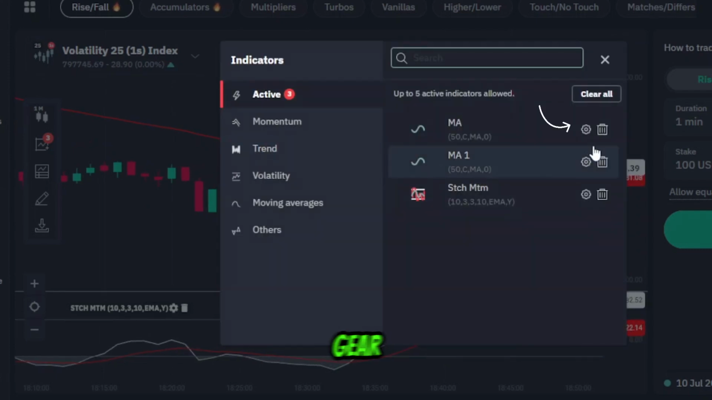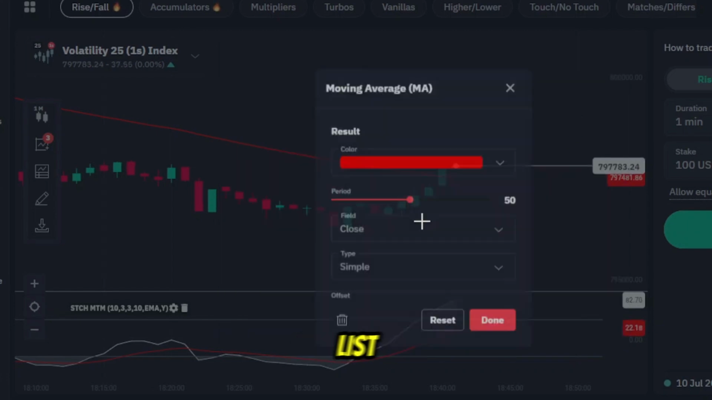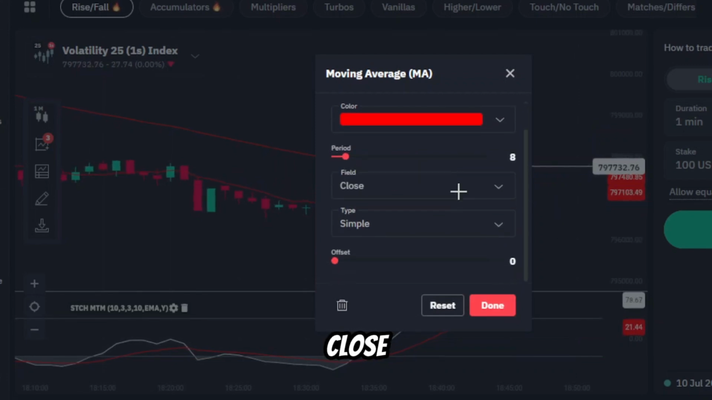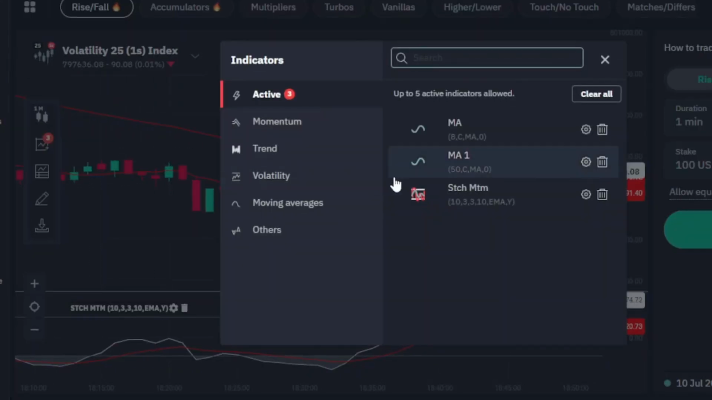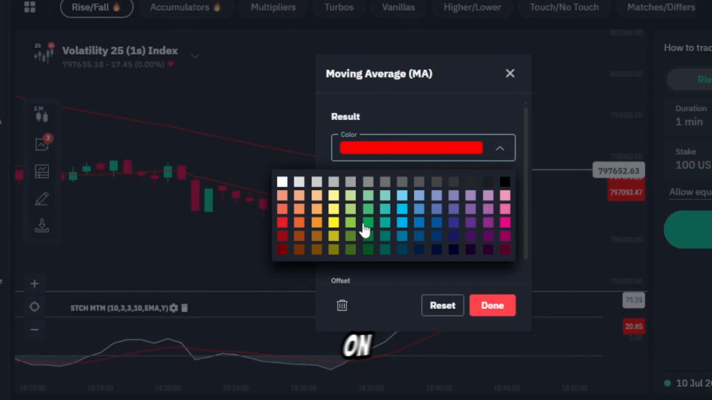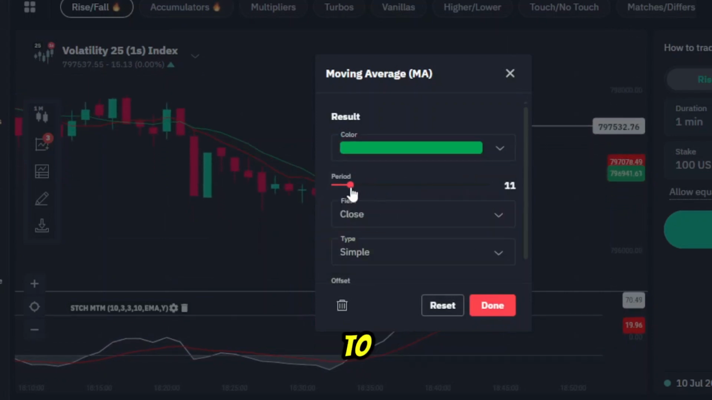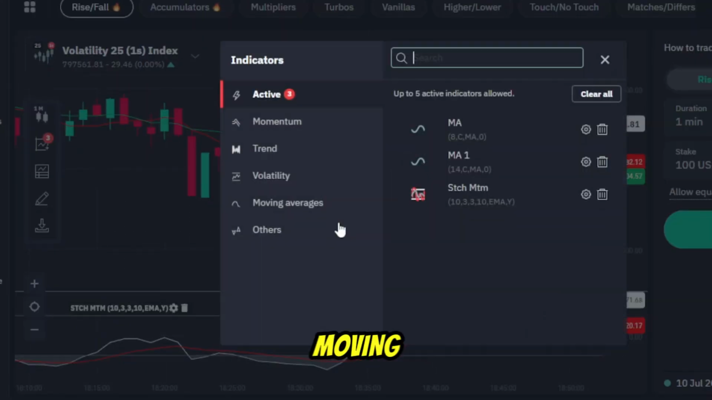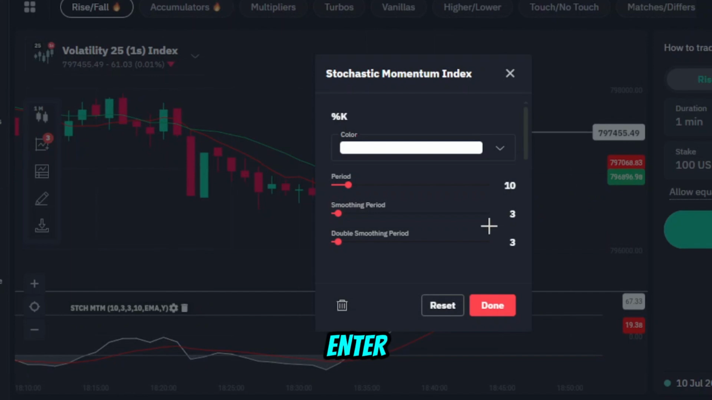For the settings, click the gear icon on the first moving average indicator, indicated as MA on your active indicators list. Set the color to red and set the period to 8. Make sure field is set to close, type is set to simple, and offset is 0. Next, open the settings for the second moving average indicator, indicated as MA1 on the active indicators list. Set the color to green and set the period to 14. Leave the rest as is. The confluence of these 2 moving average indicators will serve as triggers to enter trades.